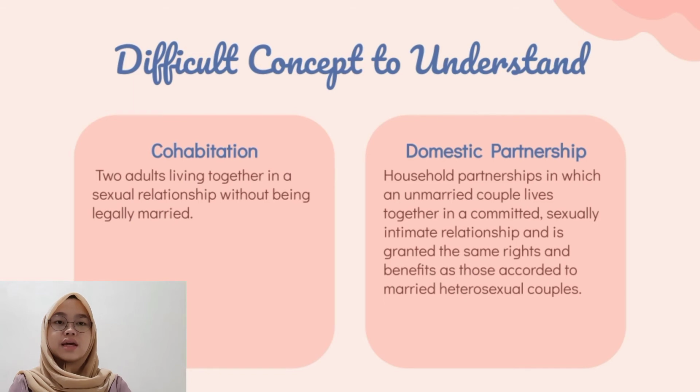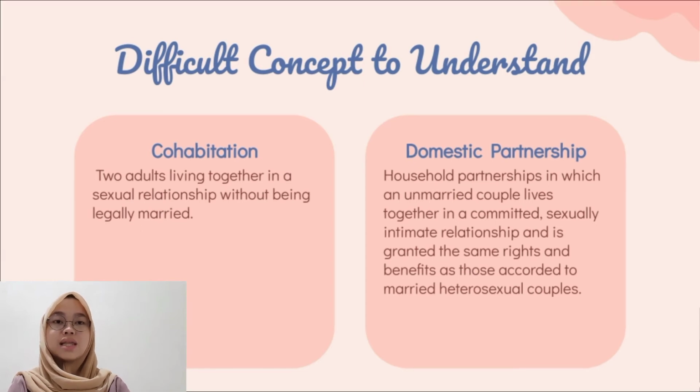The next difference is that the unmarried couple in cohabitation is not married, either because they are not married yet or they don't want to marry. But the reason the unmarried couple in a domestic partnership is not married is because they live in a state where the laws do not legalize same-sex marriage. That's all from me. Thank you.